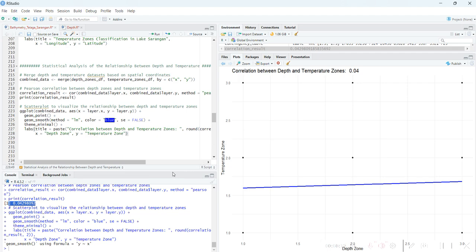Okay, so the Pearson's correlation results show that there is almost no linear relationship between the depth zones and temperature zones in Lake Sarangan, East Java, Indonesia.